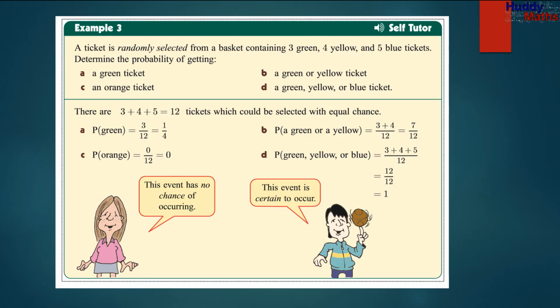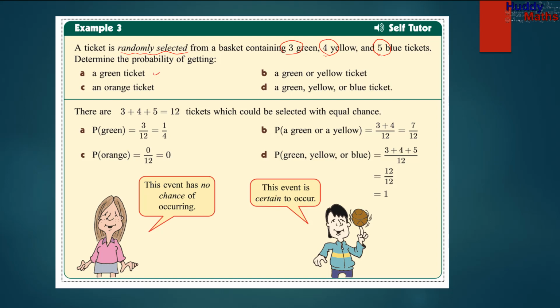So those answers are after some more problems, so you have to toggle ahead if you want to get them at the moment. Example 3, a ticket is randomly selected. Okay, so you're not looking at it. Each one has an equal chance of being included, so they must be the same size and you can't see the colours or anything. Okay, we've got 3 green, 4 yellow, 5 blue.